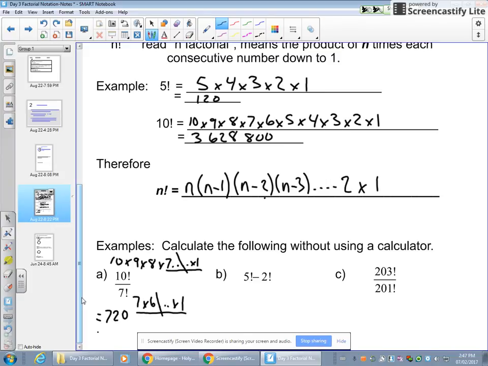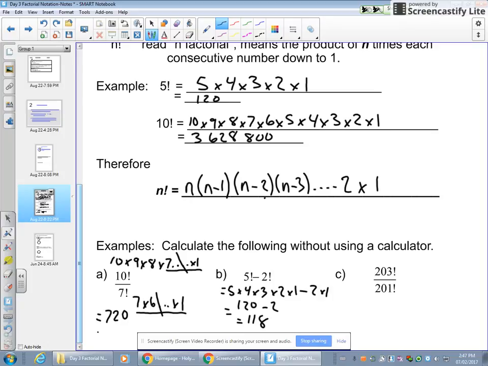Unfortunately, with a subtraction here, there's not going to be any shortcuts, no easy steps. So that simply becomes 5 times 4 times 3 times 2 times 1, subtract 2 times 1. So that's equal to 120. We've already solved that. Subtract 2, we're left with 118.